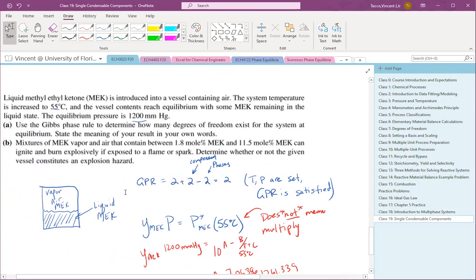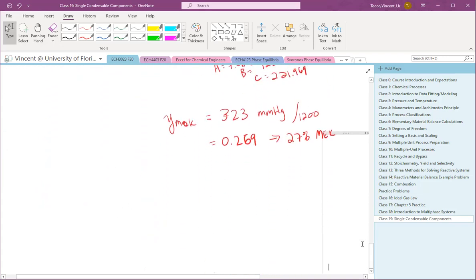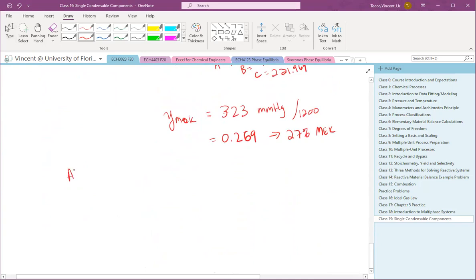Now, a way I can turn this question around, interestingly, is I could ask at what temperature do I have a problem? So 55 C is really warm. What happens if I cool this down? If I cool it down, you can imagine some of this MEK that's in the vapor phase is going to condense. So I could now ask the question, at what temperature T does it become dangerous?